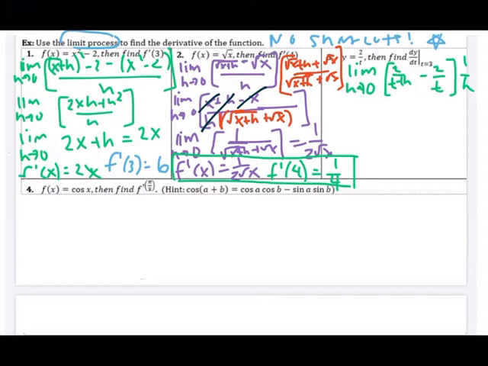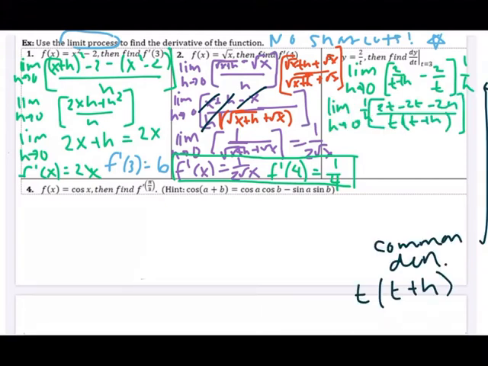So notice on number 3, we actually have y as a function of t. That doesn't change the process that we're doing at all. You're just going to see slightly different notation here. So when we take the limit as h approaches 0 of 2 over t plus h minus 2 over t all over h, instead of writing that as a complex fraction, I just wrote 1 over h at the end of it. What we're going to need to do here is find a common denominator and combine these fractions.